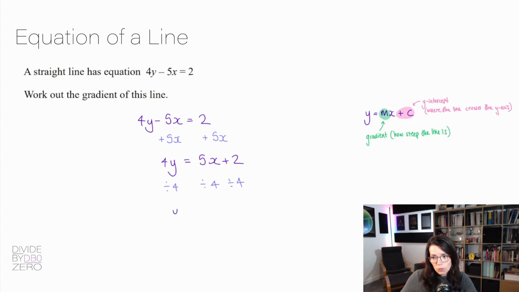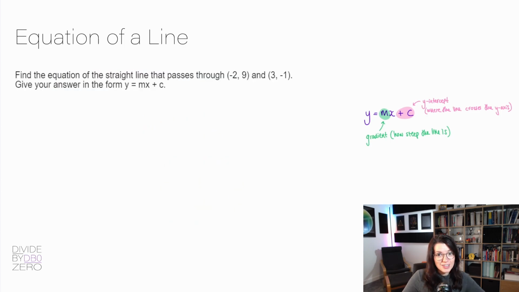And that would be y equals 5 over 4x plus 2 over 4. Now we can see that the gradient, the number in front of the x, is in fact 5 over 4. Last example in this section is quite tricky.